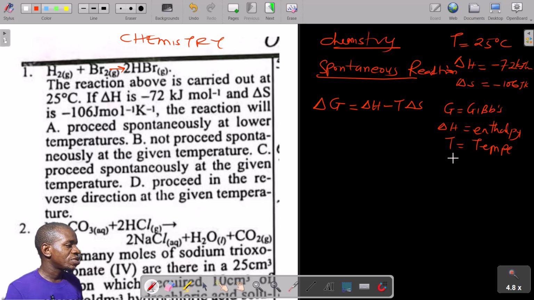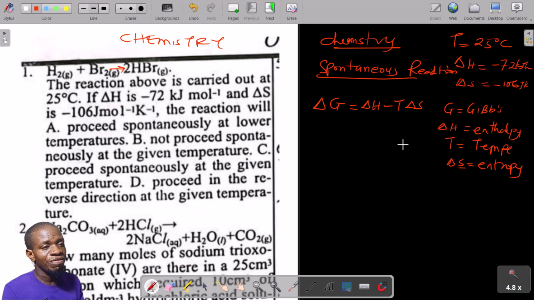Then your delta S or your S is known as your what? Entropy. And entropy just simply means the degree of randomness. So that your S simply means your entropy. And entropy just simply means the degree of disorderliness of a particle. That's what we mean by entropy.